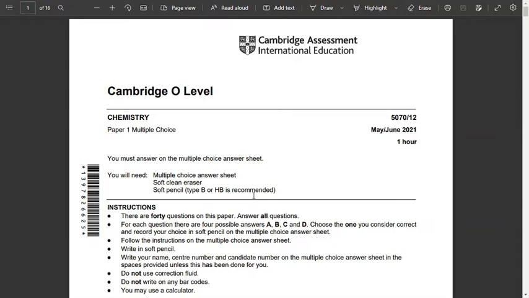Hey guys, welcome to my channel, and today I'm recording Cambridge O Level 5070 Paper 1. This is an MCQ paper, variant 2, and this is made in 2021.